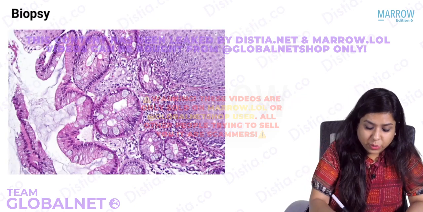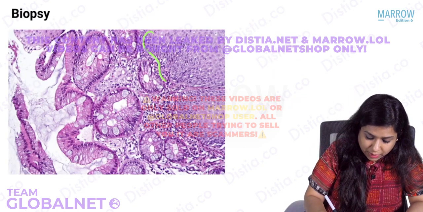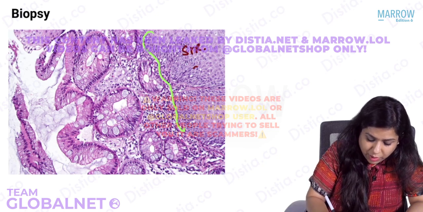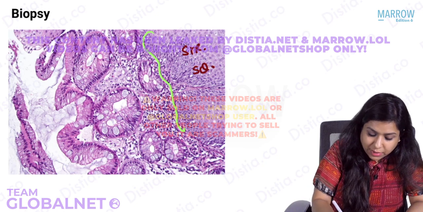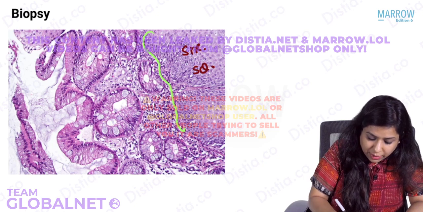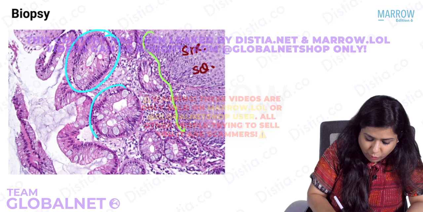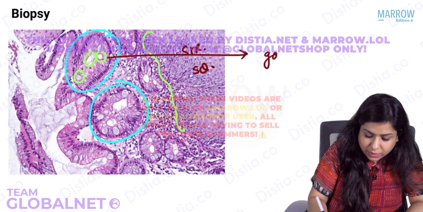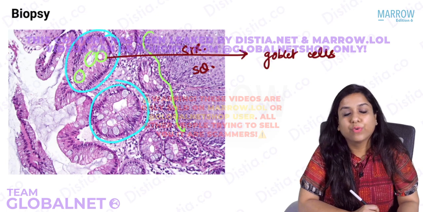Another appearance to explain you the same thing, students. This epithelium which I see here, this is actually the stratified squamous epithelium, and suddenly I see that a lot of these glands are formed with the presence of these cells. What are these cells, students? These are actually goblet cells, right? So this is Barrett's esophagus for you, right?